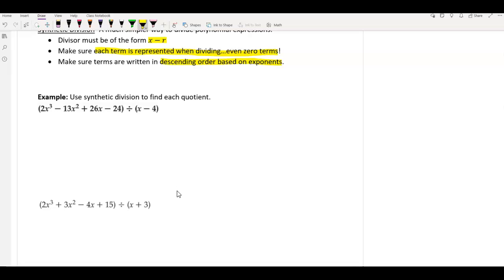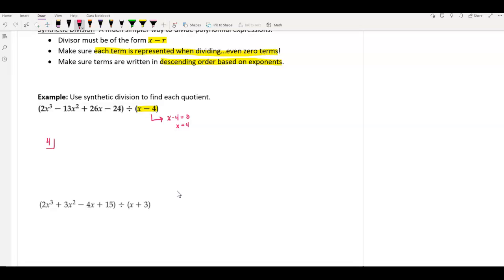Now, first things first, we have to check, is our divisor in the form of x minus r? And here it is. X minus 4, that represents x minus r. What we're going to do now is set that equal to 0. And what we get is the number 4. We actually take that 4, and that's going to be the basis of most of our math.